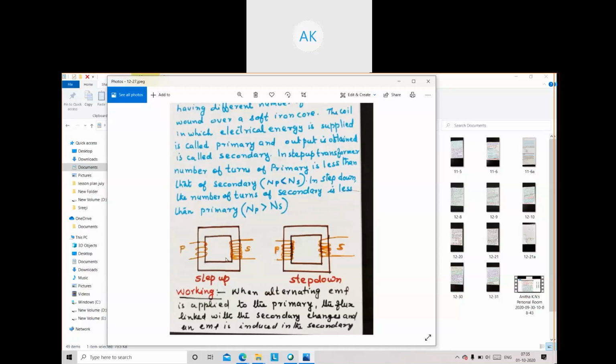Understand? So here, the voltage we can change. The number of turns will decide how much voltage is increased or decreased. Number of turns in primary and number of turns in secondary.